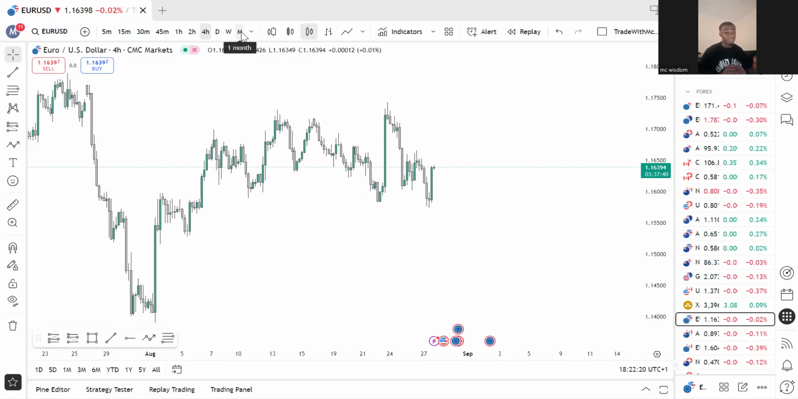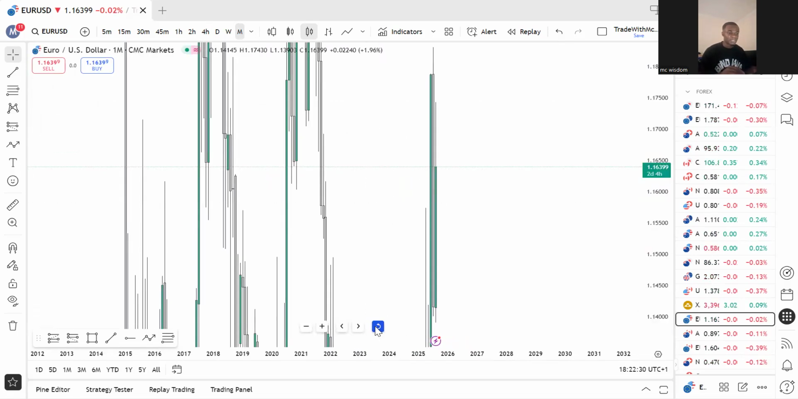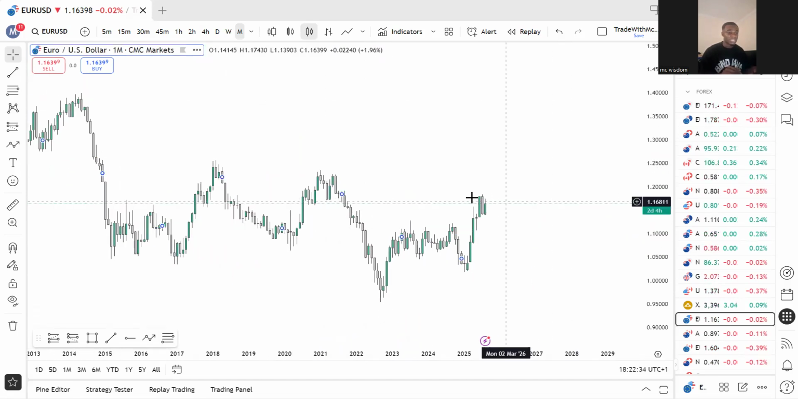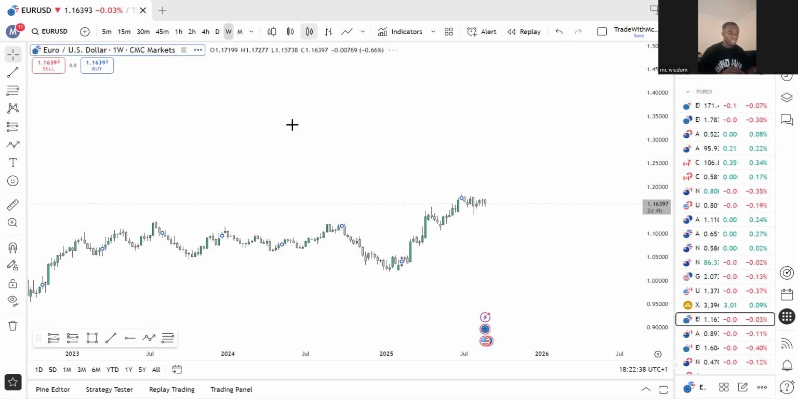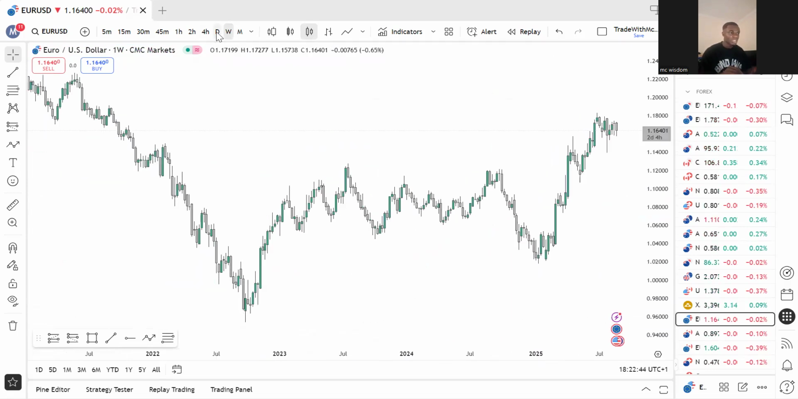Go to the monthly time frame. Let's see what the monthly time frame is actually saying about the price action of this pair. This is the monthly time frame. As you can all see here, it's clearly bullish. You can also clearly see that it's bullish. Let's go to the daily time frame.